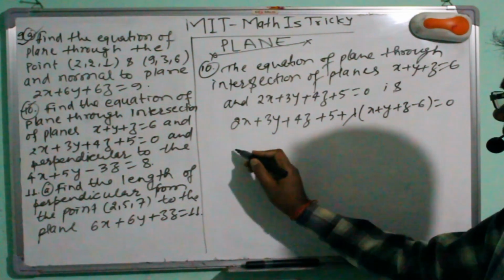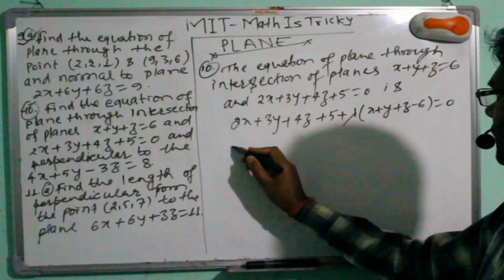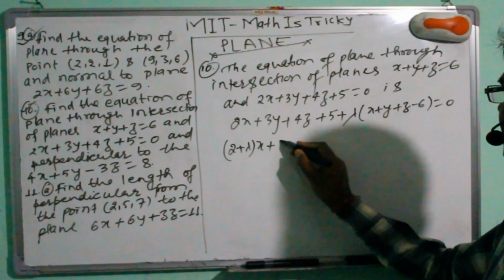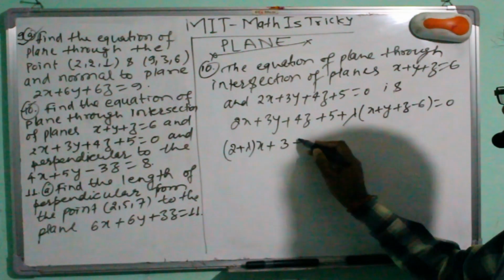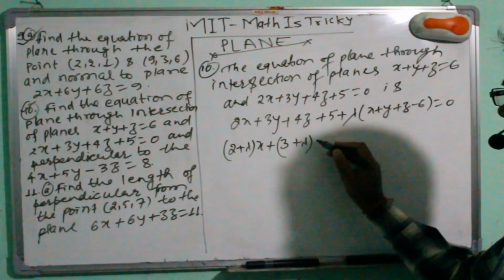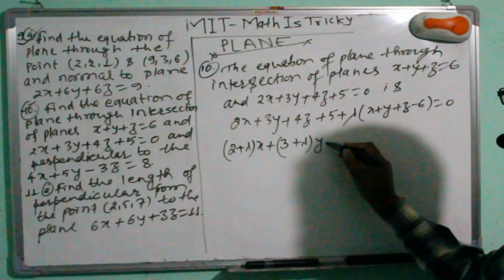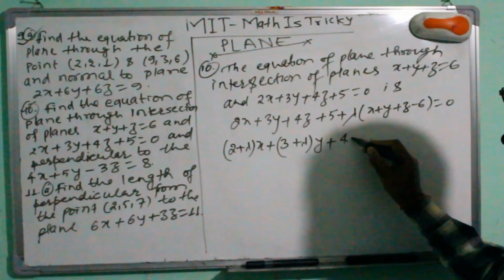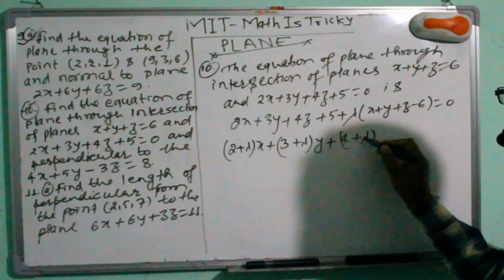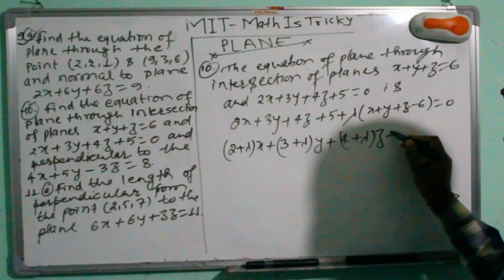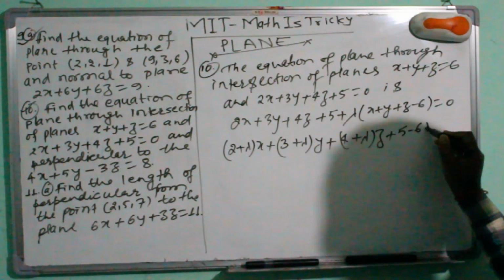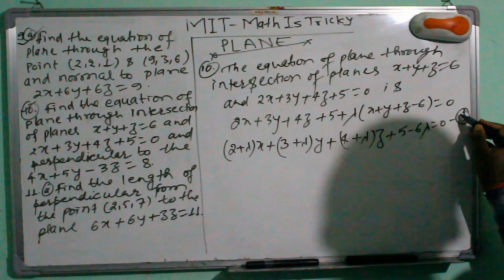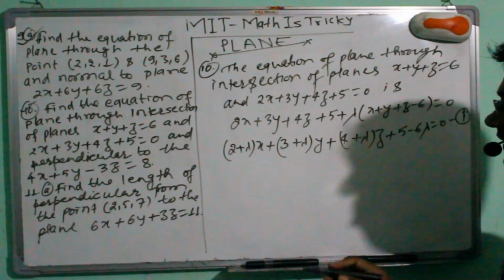We can simplify and write (2 plus lambda) x plus (3 plus lambda) y plus (4 plus lambda) z plus (5 minus 6 lambda) equals 0. This is the required plane, and let it be equation 1.